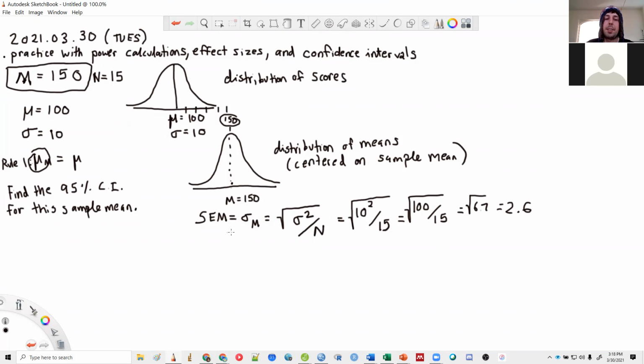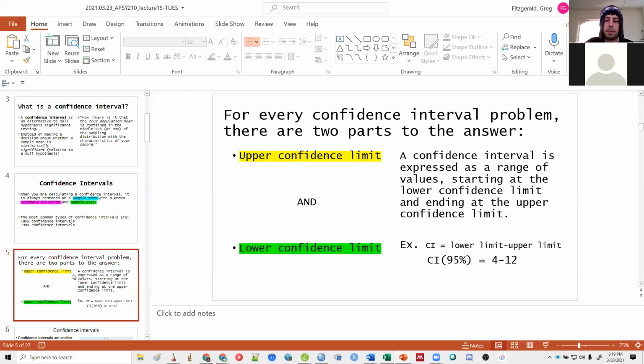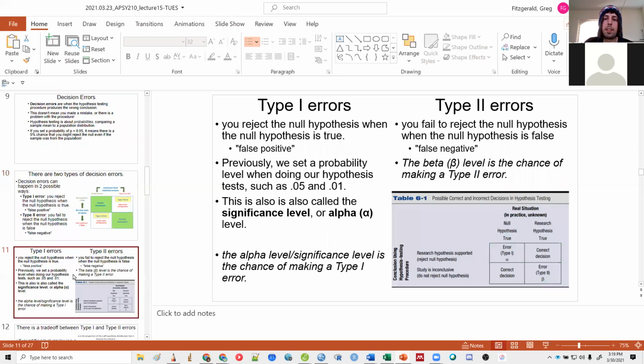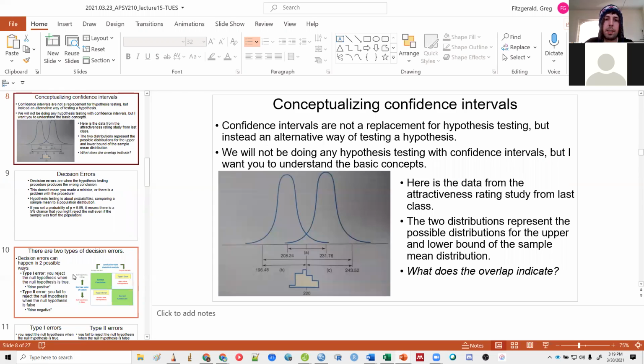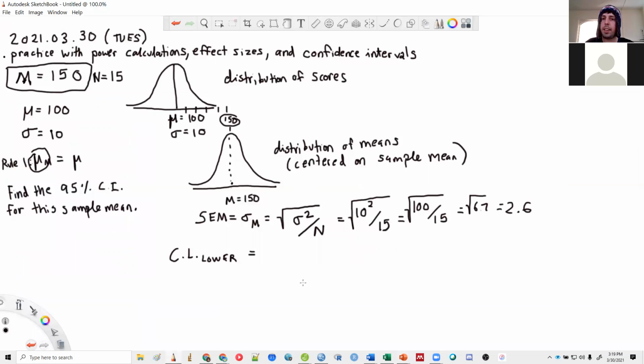But what are our confidence interval calculations? We are going to compute two different numbers, because the confidence interval is always a range of a lower limit and an upper limit. So to compute the confidence limit lower, it is simply going to be the mean minus... Oh, sorry, we skipped a step. Hold on a moment.